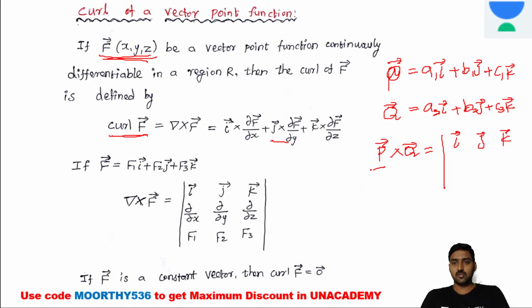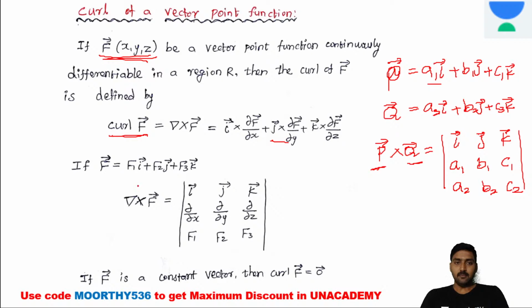Which vector is the first vector? The p vector. From the p vector, below, the i vector coefficient a1, j vector coefficient b1, k vector coefficient c1. The second vector, q vector, next one: i vector coefficient a2, j vector coefficient b2, followed by the k vector coefficient c2. Is it clear now? So this is what we are applying here for p vector cross q vector.